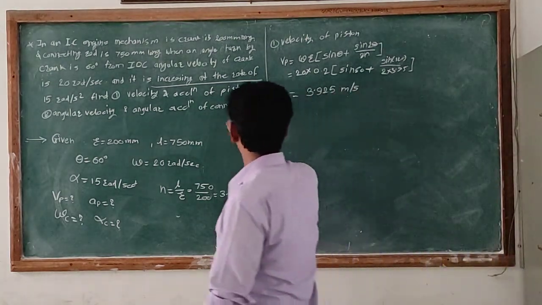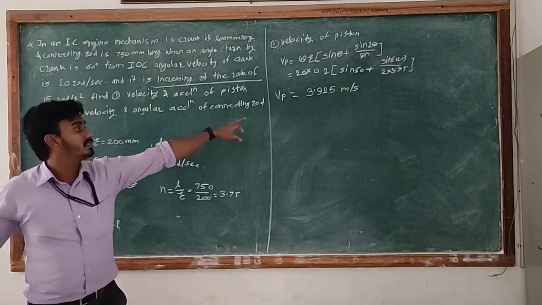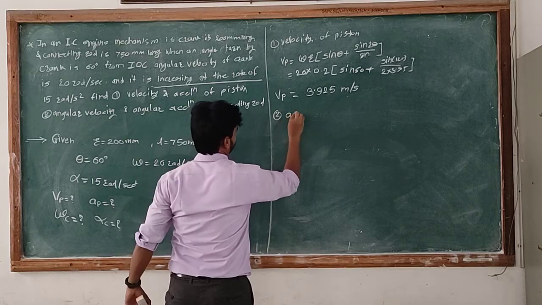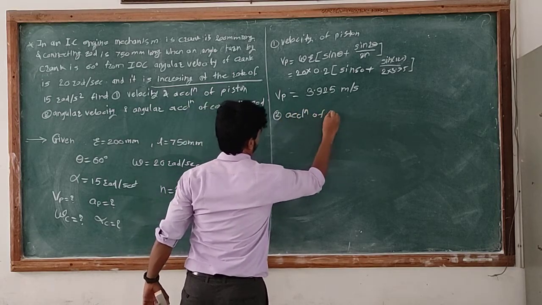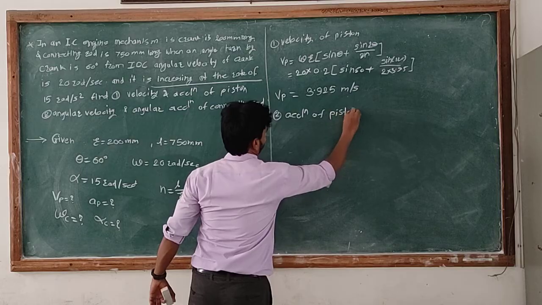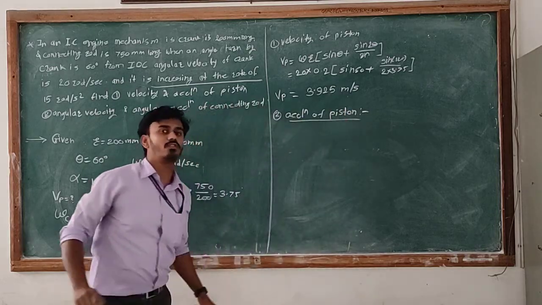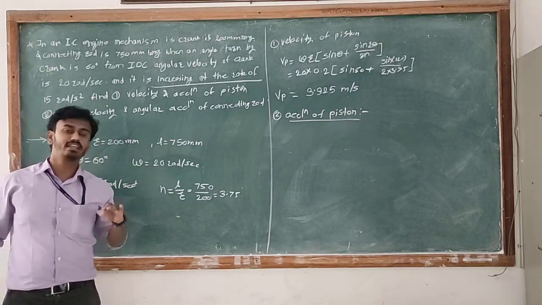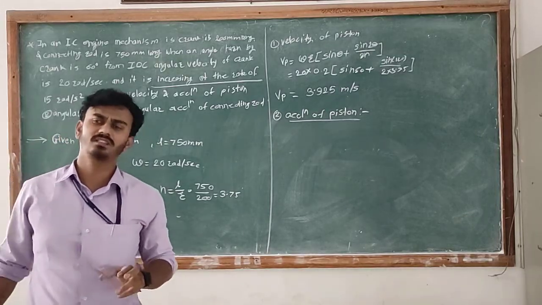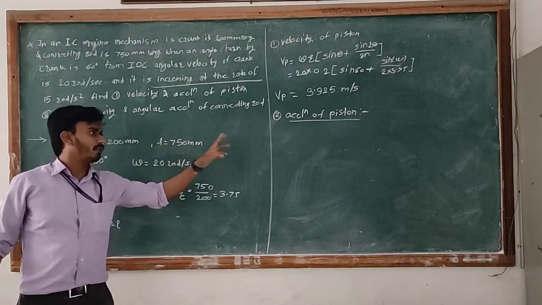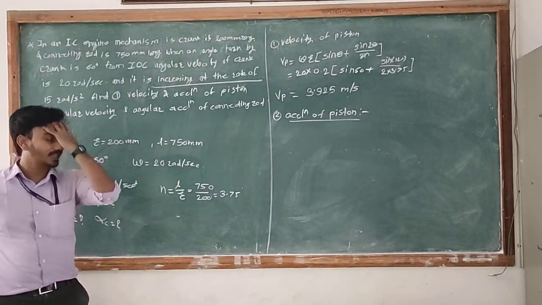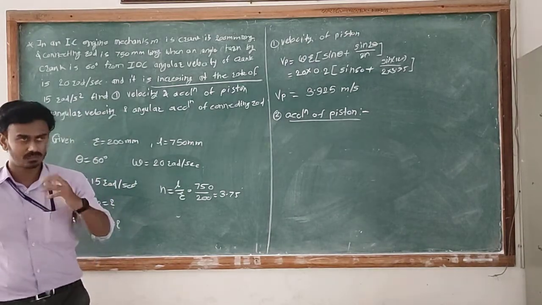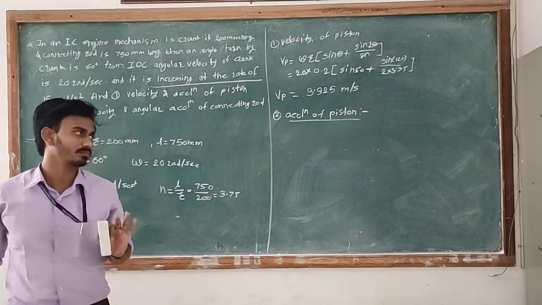Now this is the velocity. The next thing is the acceleration of the piston. What is the formula for the acceleration of the piston? In our numerical, we have to find out the acceleration of the piston, but the velocity of the crank is not uniform. So we have to write the formula in which we consider that the velocity of the crank is not uniform.